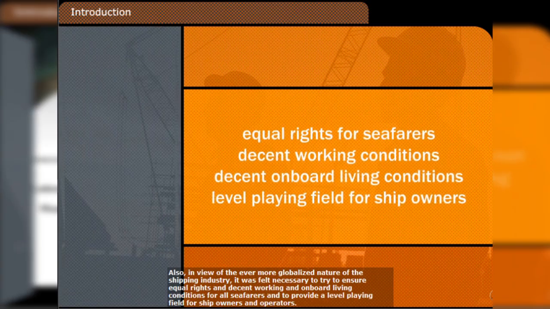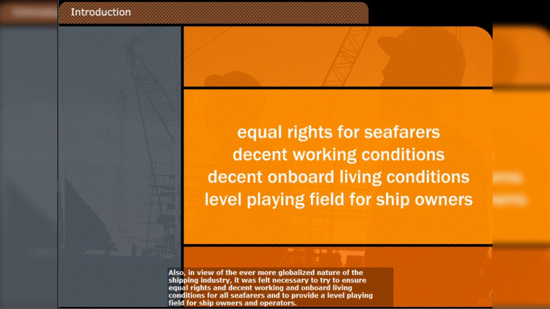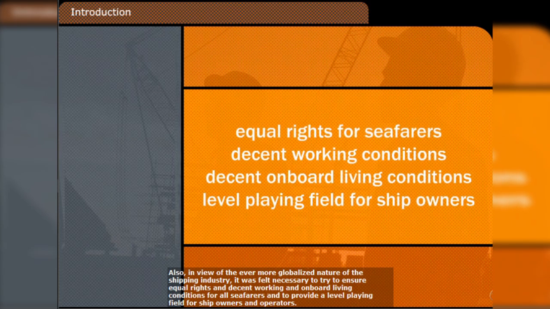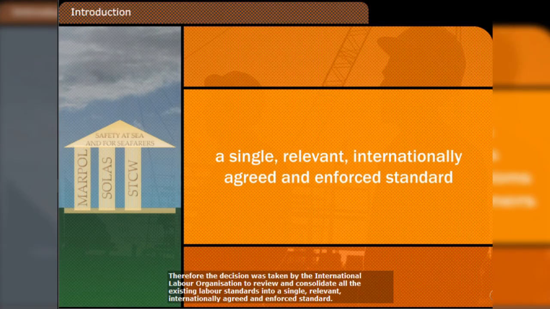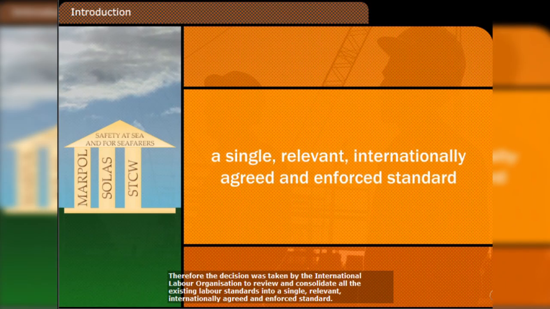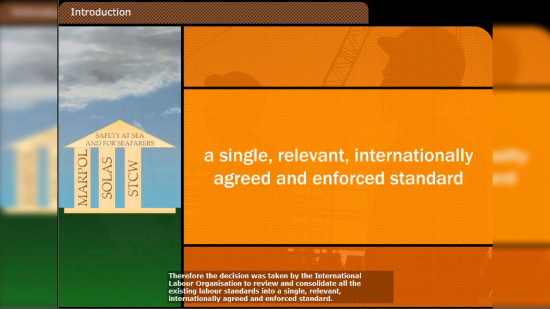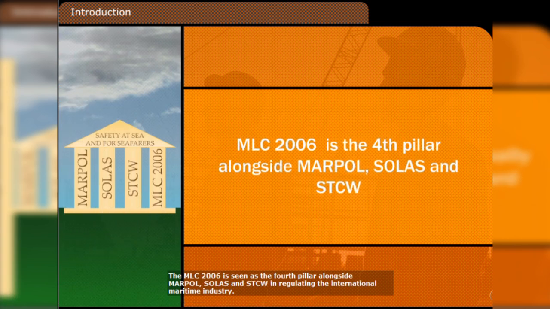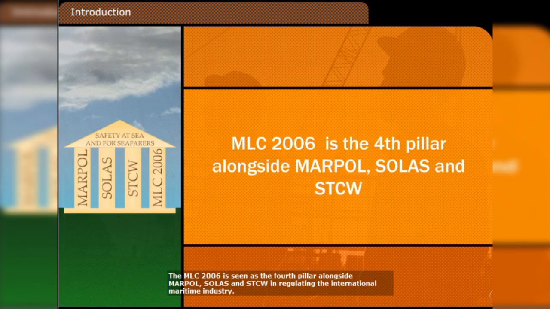Also, in view of the ever more globalized nature of the shipping industry, it was felt necessary to try to ensure equal rights and decent working and on-board living conditions for all seafarers, and to provide a level playing field for ship owners and operators. Therefore, the decision was taken by the International Labour Organization to review and consolidate all the existing labour standards into a single, relevant, internationally agreed and enforced standard. The MLC 2006 is seen as the fourth pillar, alongside MARPOL, SOLAS and STCW, in regulating the international maritime industry.